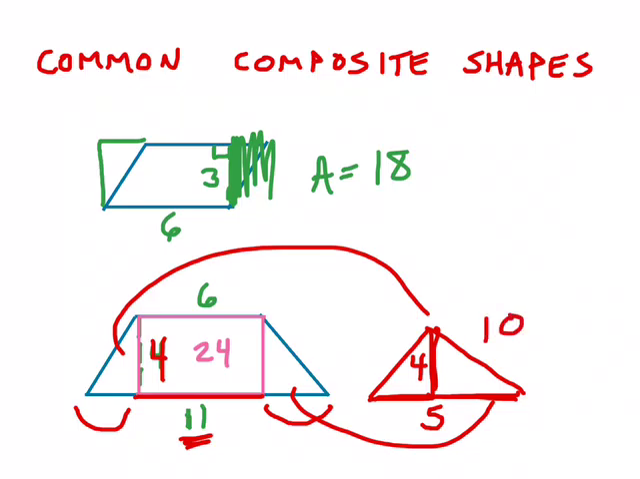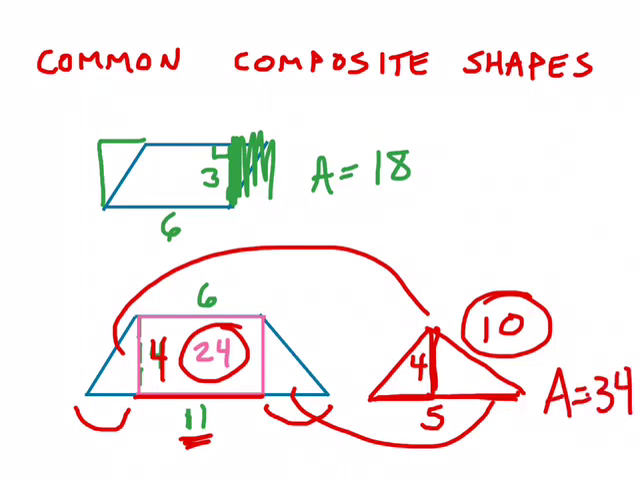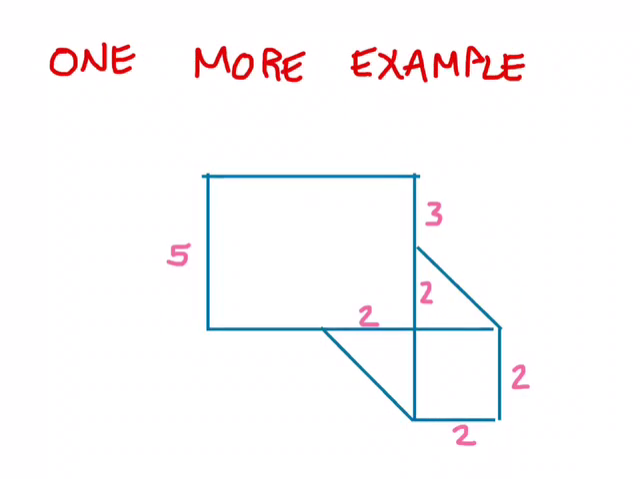So using that whole additive method idea, I can say this 24 for the rectangle and this 10 for the triangle is going to mean that I have a total area for the trapezoid of 34. So as you approach composite shapes, the super important thing to be thinking about is what information you have and how you can use it creatively to figure out the information you need. Here's one more example, and we'll calculate the area of this composite shape.